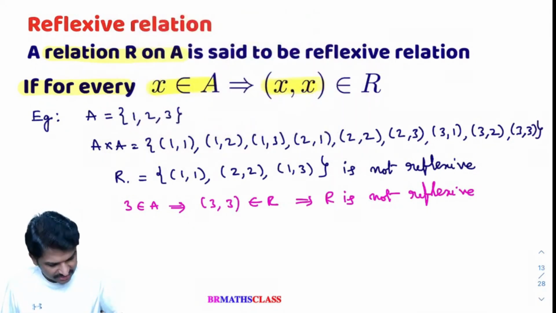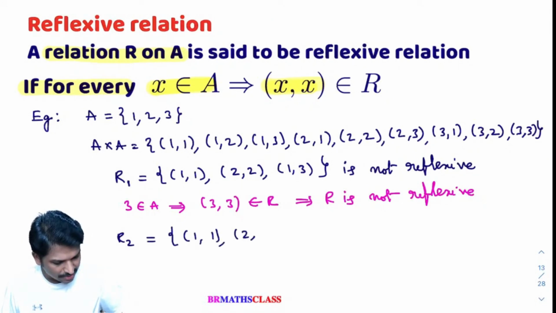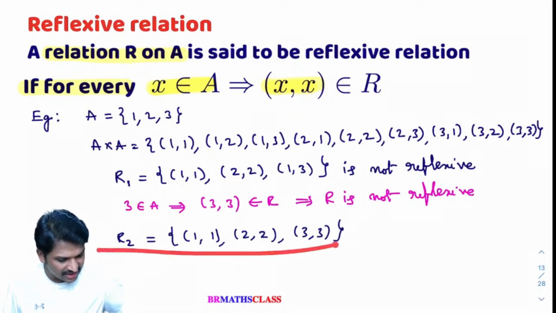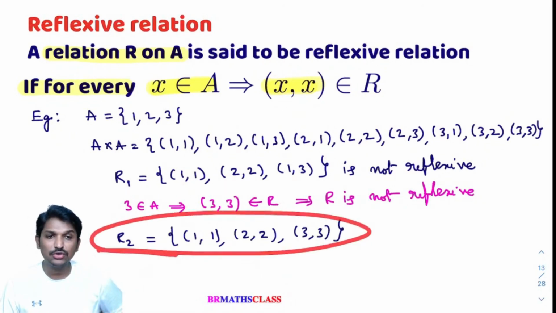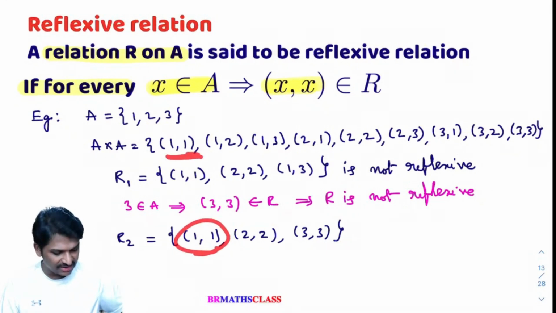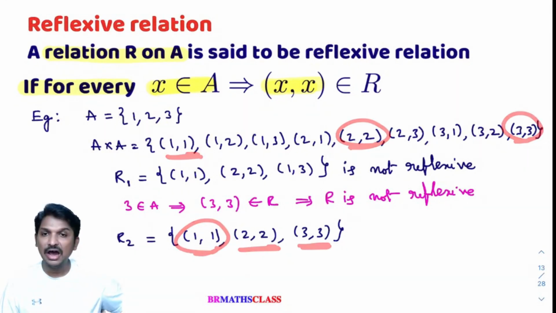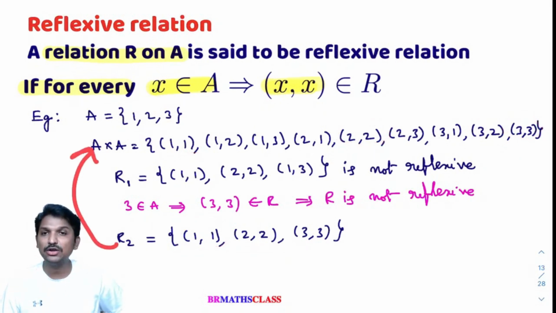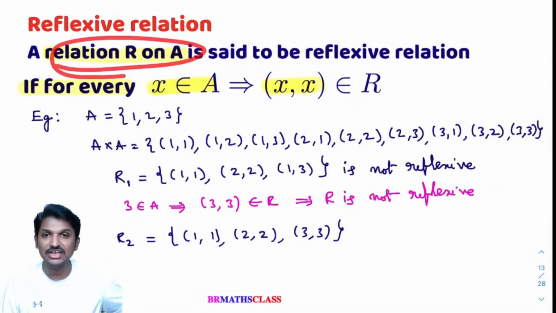Now, this is R1. I'll take one more relation, R2. This relation I'll take like this: ordered pair (1, 1), (2, 2), (3, 3). First point: is R2 a relation on A? If R2 is a subset of A cross A, then we say that R2 is a relation on A. You see here, (1, 1) is there in A cross A, yes. (2, 2) is there in A cross A, yes. (3, 3) is there in A cross A, yes. R2 is a subset of A cross A, so R2 is a relation on A.